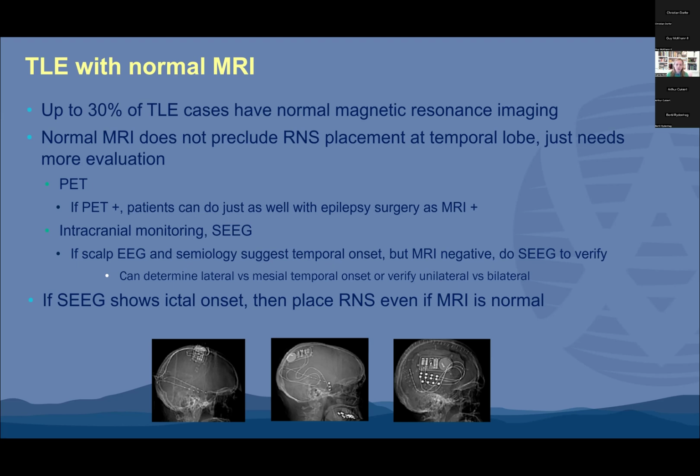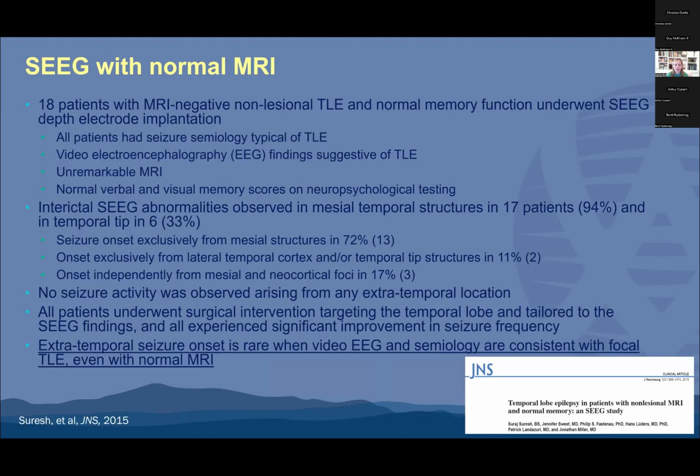For us, though, oftentimes we'll end up going to intracranial monitoring or SEEG, and that's really the most common thing we'll do if we're considering RNS in a patient with a normal MRI and suspected temporal lobe epilepsy. And if the SEEG shows ictal onset, then we'll generally progress to the RNS, either mesial or lateral, even if the MRI is normal. And there are a number of studies that show that that's a very valid workup.